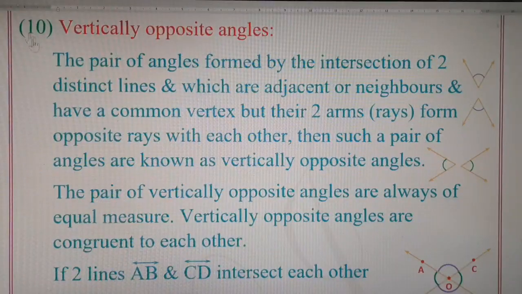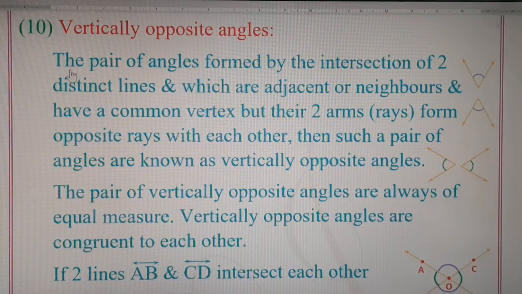Let's go to the next topic, types of pair of angles. We'll be learning the 10th type of pair of angles. So number 10, vertically opposite angles. These are a type of angles which are formed by the intersection of two lines.